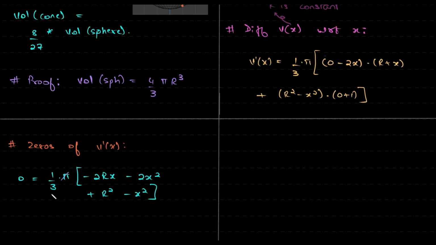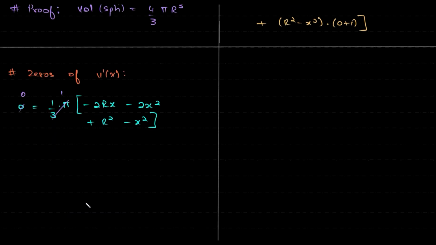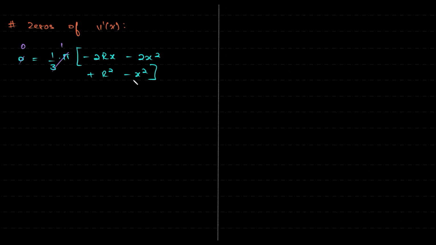So this clearly gets cancelled, the ones and the zeros. A bit of simplification. So what do we get? We have to get an expression for x in terms of r. Basically, it's very clear what it's going to be. So we have 0 is equal to minus 3x square minus 2rx plus r square.